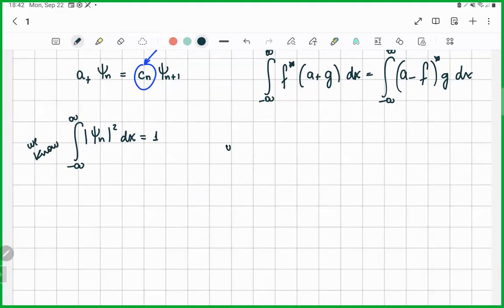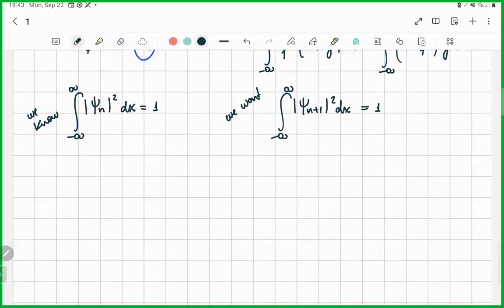And what we want to ensure is that psi n plus 1 will also be normalized. So we want to find the Cn that will guarantee that this is going to be ensured. How am I going to start with this procedure? I'm going to start like this.